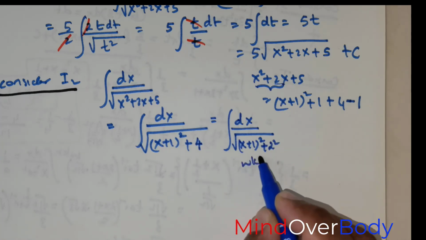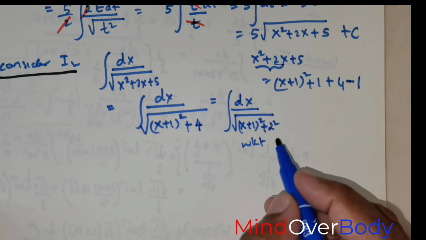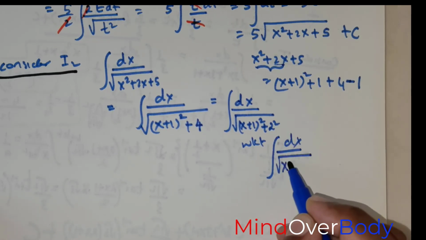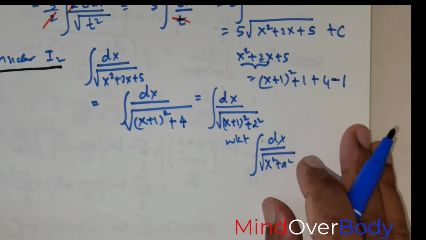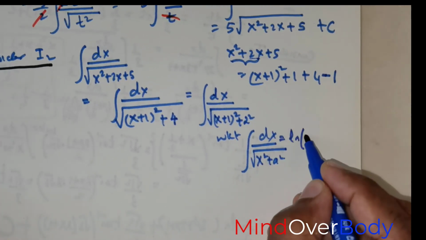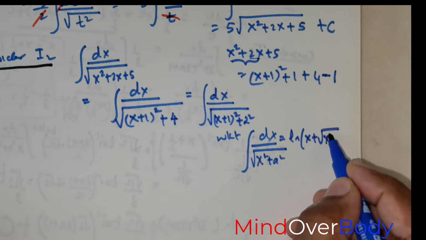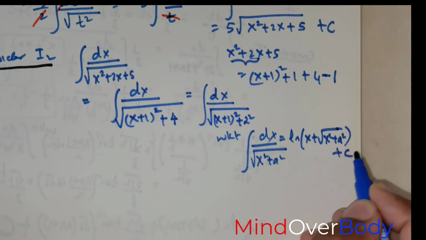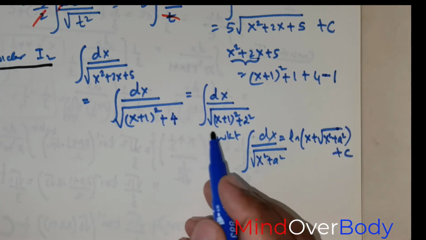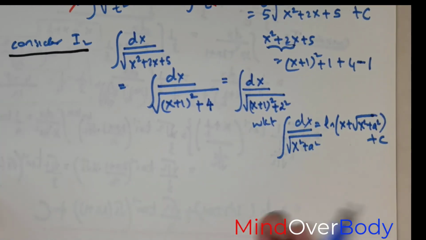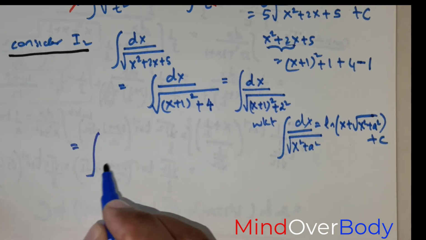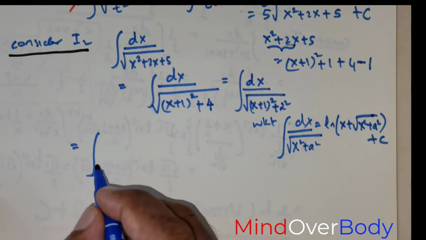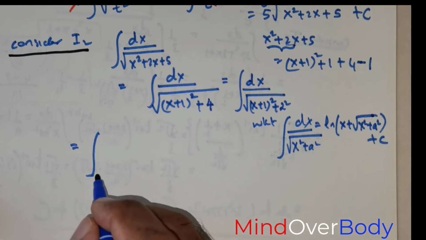Now we know a similar integration, right? Integral dx over root of x squared + a squared is equal to ln of x + root of x squared + a squared, plus arbitrary constant c. So I'm going to use this integral formula over here. If I use that, I need not place this integral sign because I'm just going to apply this formula.